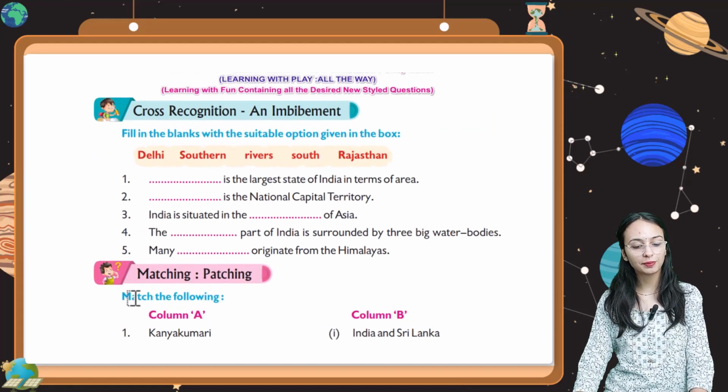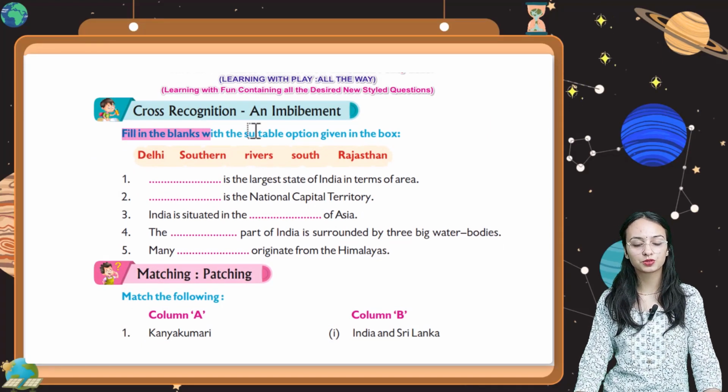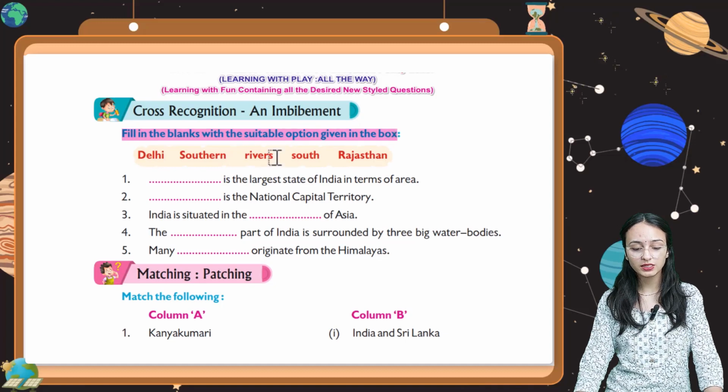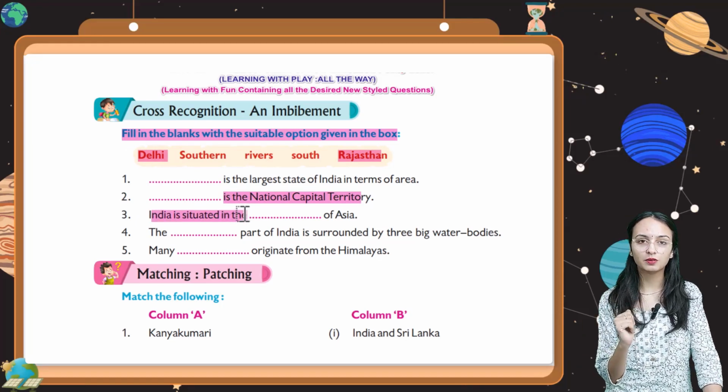We completed the chapter, we will move to the exercise. We will fill in the blanks with the suitable options given below. Which is the largest state of India in terms of area? That is Rajasthan. Which is the national capital territory? Delhi. Everybody will take their pencils out and will write the answer in the space given below.